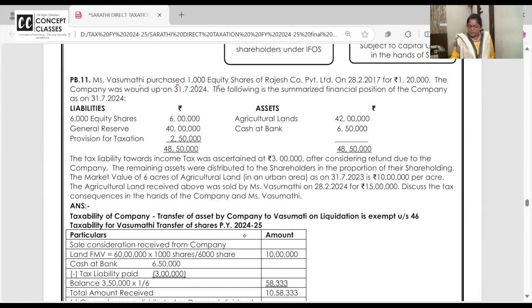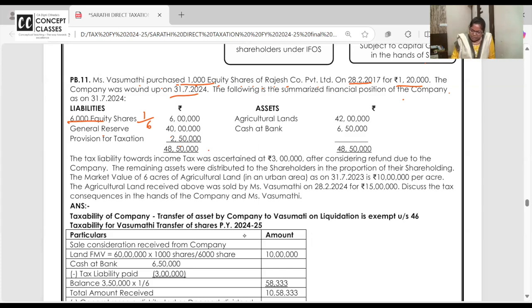Vasumati purchased 1000 equity shares of Rajesh on 22/70, okay, for 120. The company was wound up on 31st July and the balance sheet is given to you. 6000 equity shares are there. Out of that, Vasumati is having 1000, so 1/6 share. Reserves are there. Whenever the company is doing a buyback and giving you reserves, it's out of accumulated profits, deemed dividend. Provision for taxation. Here they have agricultural land and cash at bank.